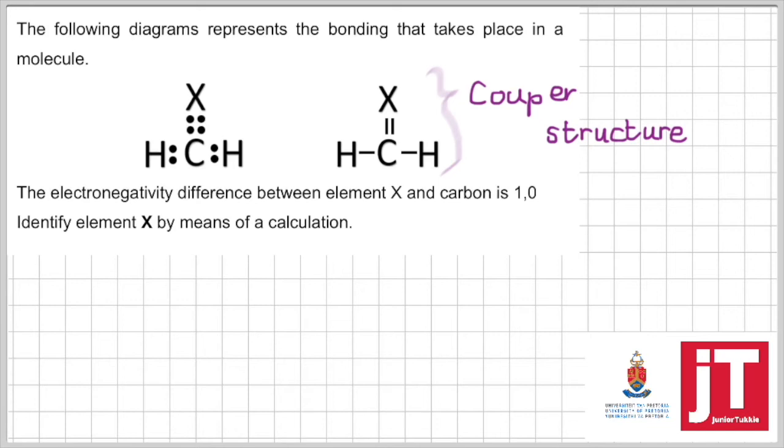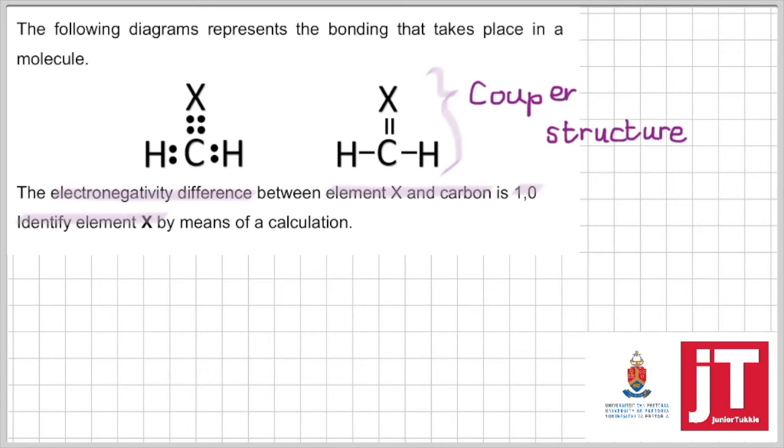The rest of the question says the electronegativity difference between element X and carbon is 1,0. Identify element X by means of a calculation. Now, since they've made mention of the electronegativity difference, we know that we will probably be making an electronegativity difference calculation. Before I do any calculation, let's familiarize ourselves with the clues, the hints, the puzzle pieces that we have available to us.